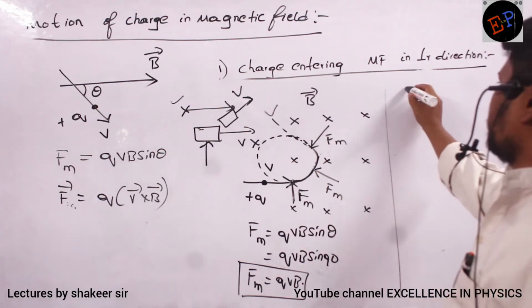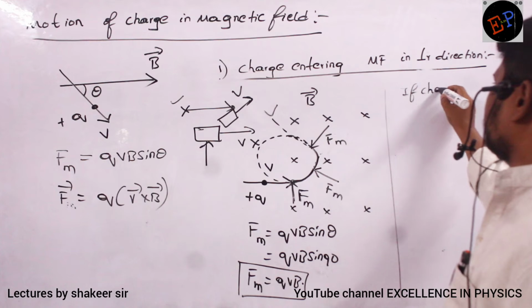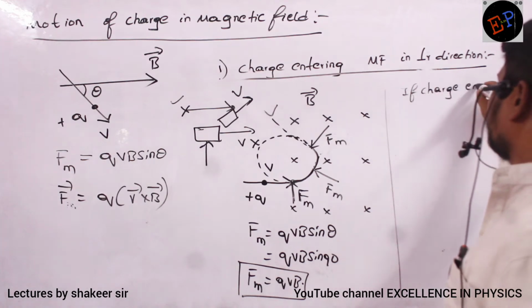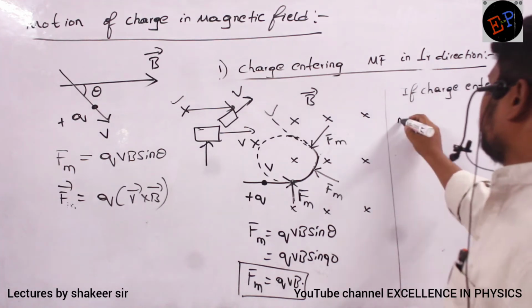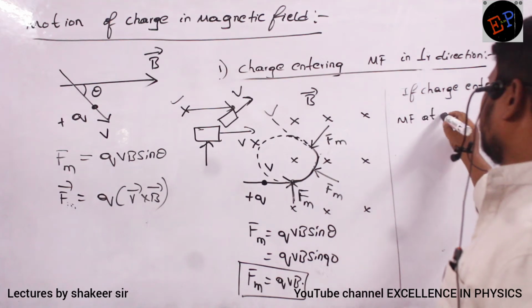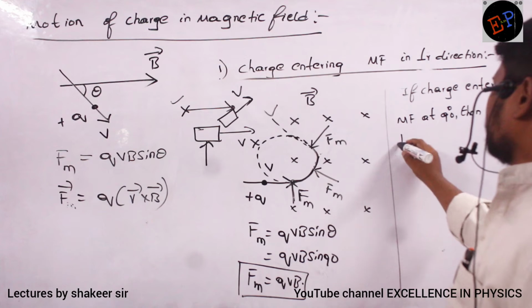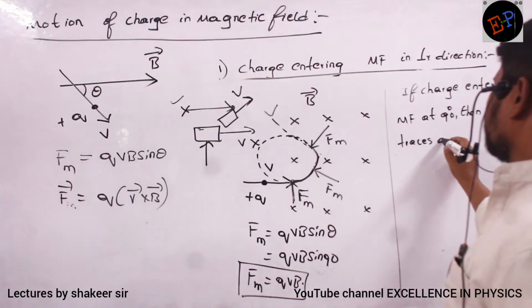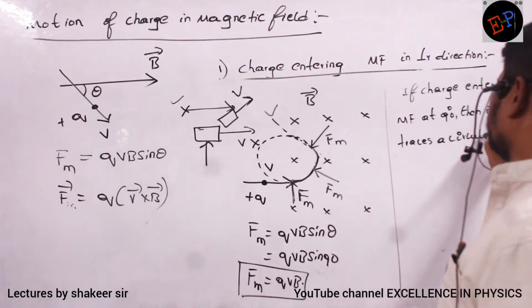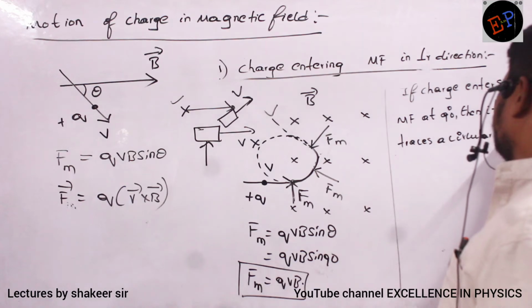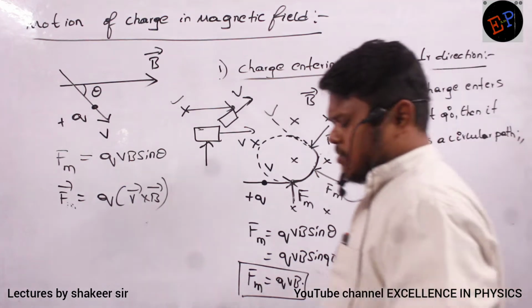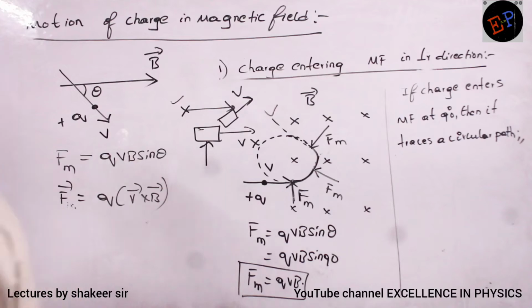So if a charge enters a magnetic field at 90 degrees, then it traces a circular path. This is a very, very important application. If a question is given on this, very easily you can solve.